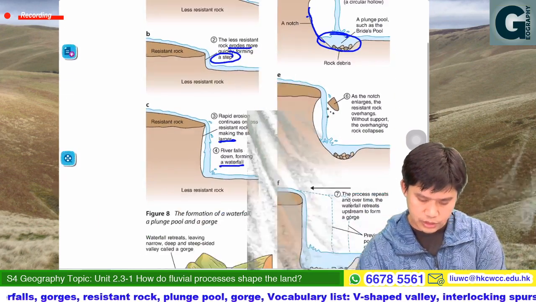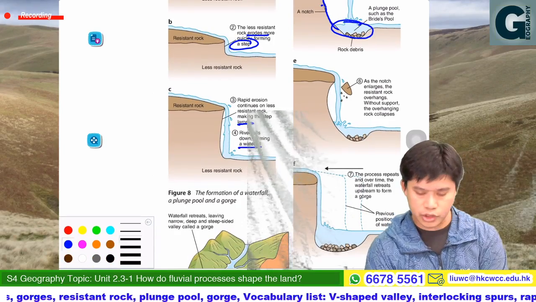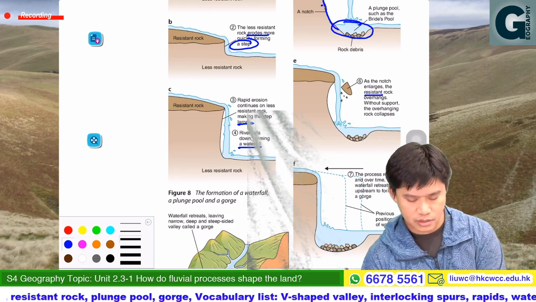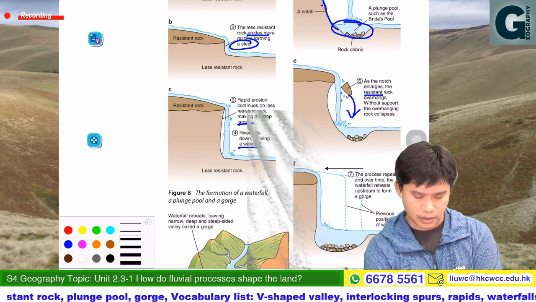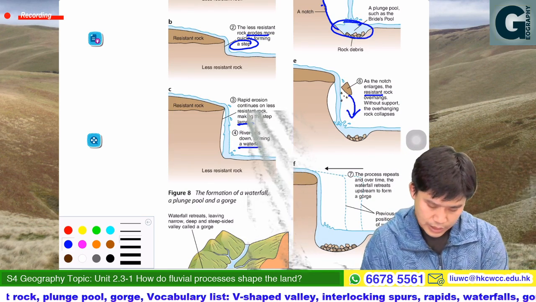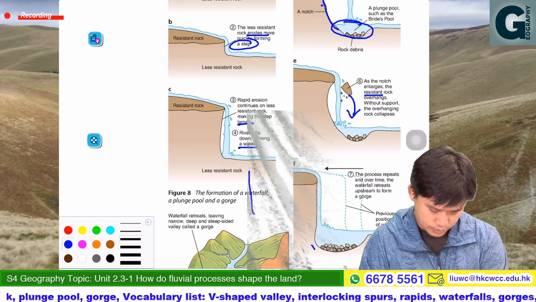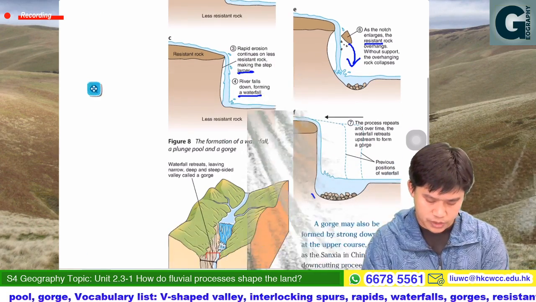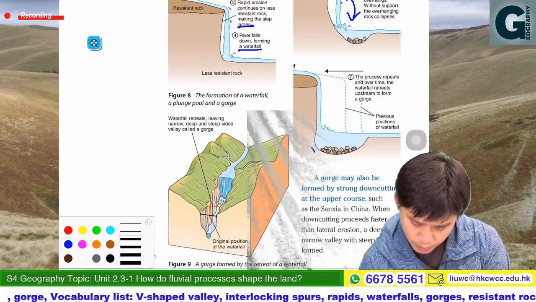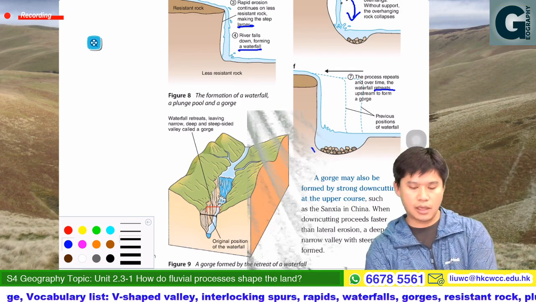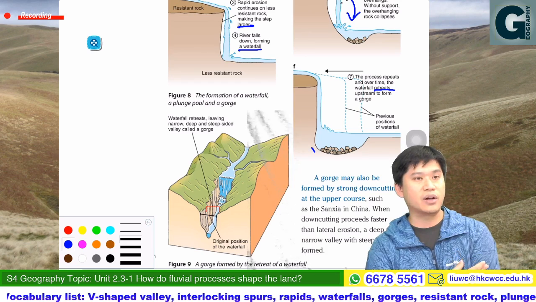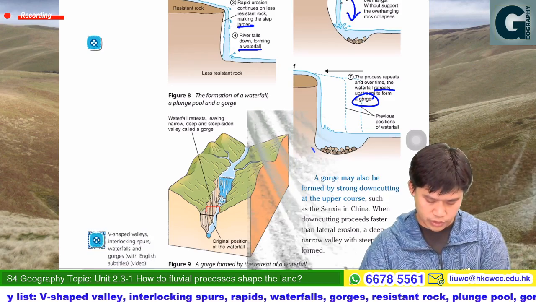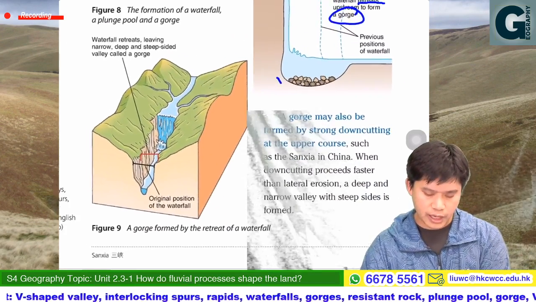When the erosion continues, or when the notch is developed or enlarged, the resistant rock overhang may collapse. Somehow we may say it, but it takes a relatively long time. So the waterfall may retreat upstream. If this process continues, a gorge will be formed by the retreat of the waterfall. So therefore, you can see here.